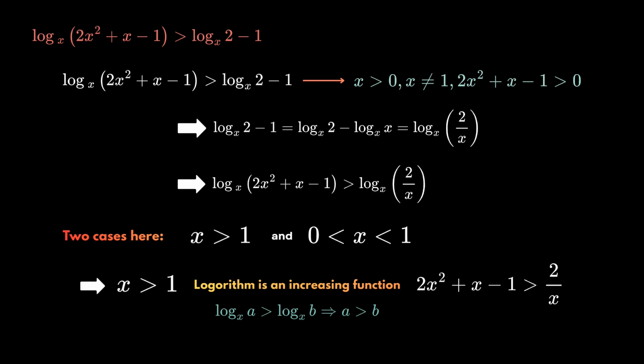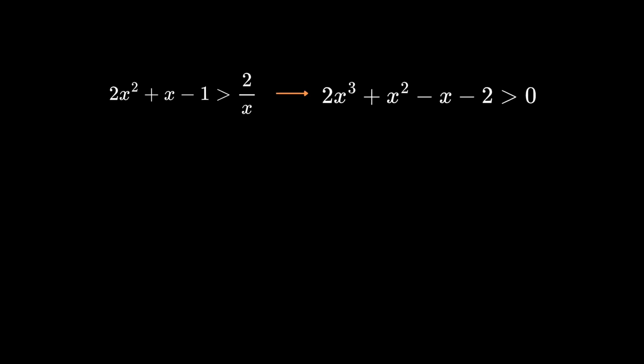So simply said, if we just extend this law to what we have, we're going to get 2x^2 + x - 1 is going to be greater than 2 over x. Let's solve this. We're going to get to a cubic function: 2x^3 + x^2 - x - 2 greater than 0.